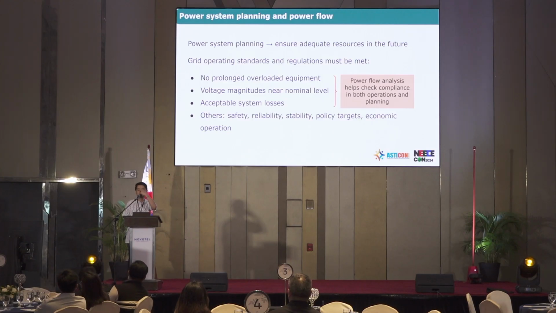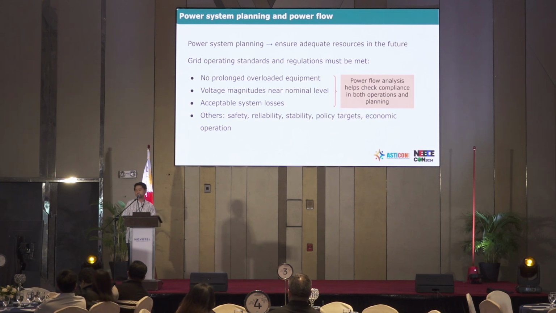Okay? So ano ba yung gusto nating malaman doon sa power system planning? Of course, doon sa generation side, dapat mas malaki yung installed generation doon sa projected demand. Doon sa transmission side naman, kailangan mag-follow ng grid operating standards, yung transmission grid. So ano bang ibig sabihin nito? Maraming standards yung kailangang ma-meet ng transmission grid. Number 1, dapat walang prolonged overloaded equipment para hindi uminit at hindi masira yung mga linya and transformers.